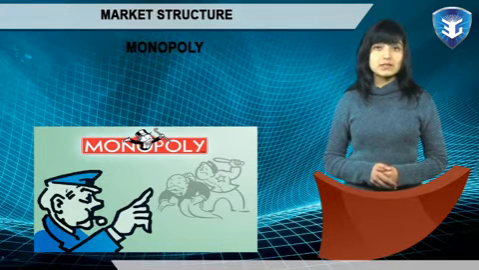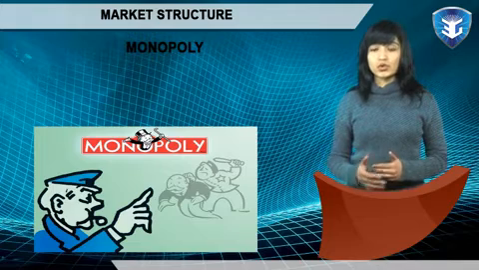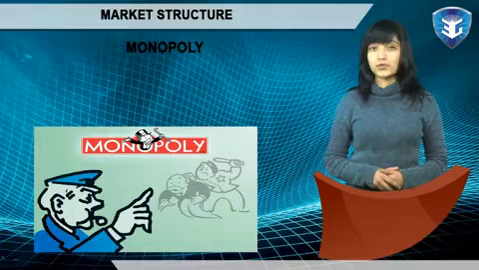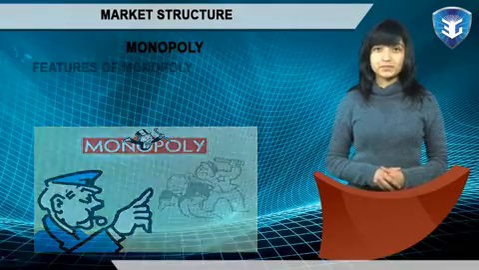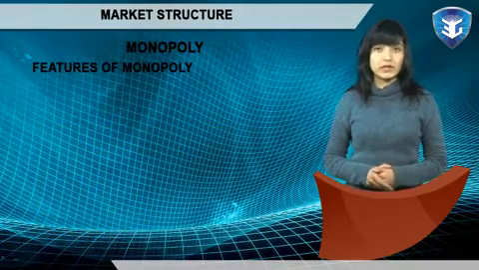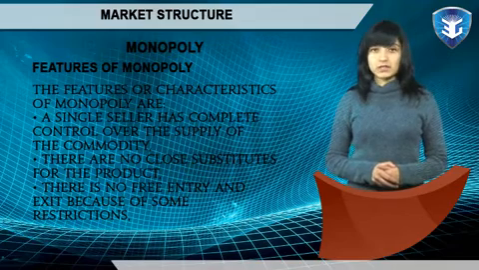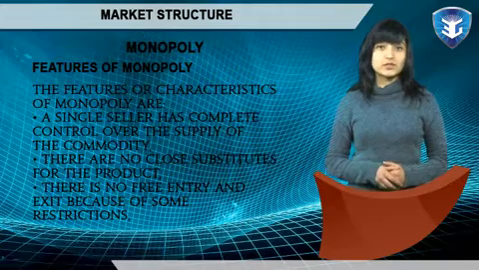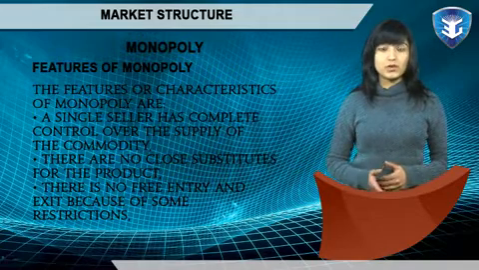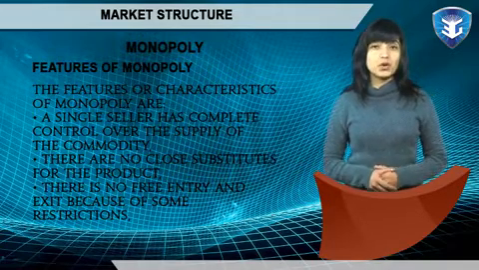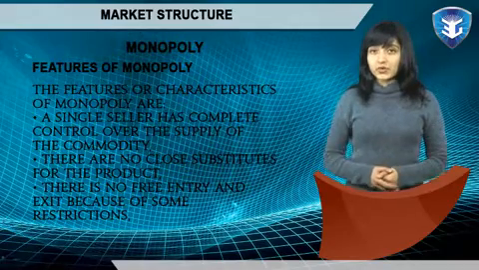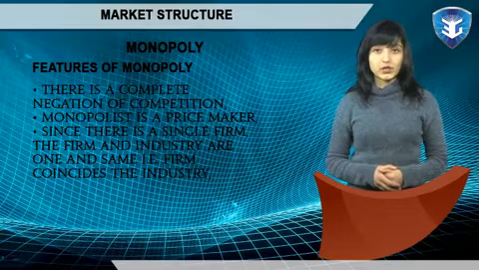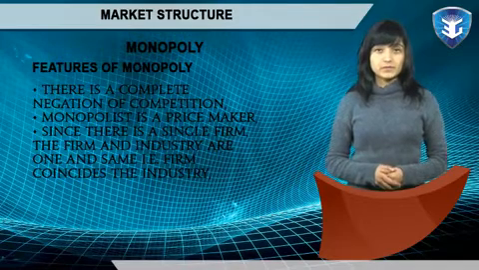Monopolist is price maker and has a control over the market supply of goods, but it does not mean that he can set both price and output level. Features of monopoly. The features or characteristics of monopoly are: a single seller has complete control over the supply of the commodity. There are no close substitutes for the product. There is no free entry and exit because of some restrictions.